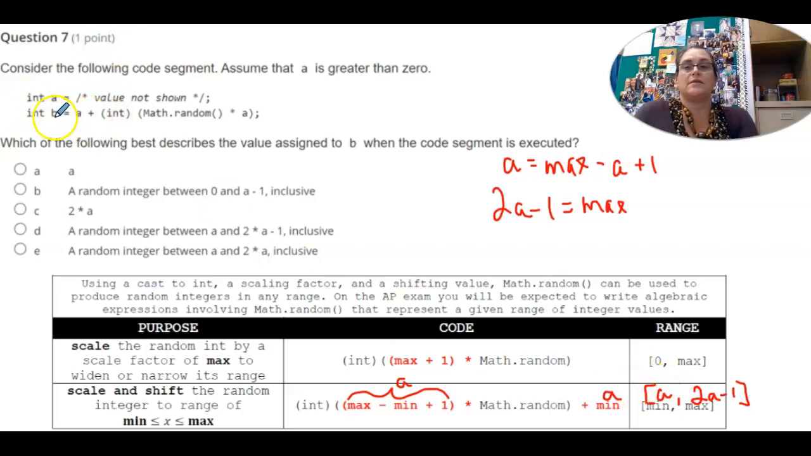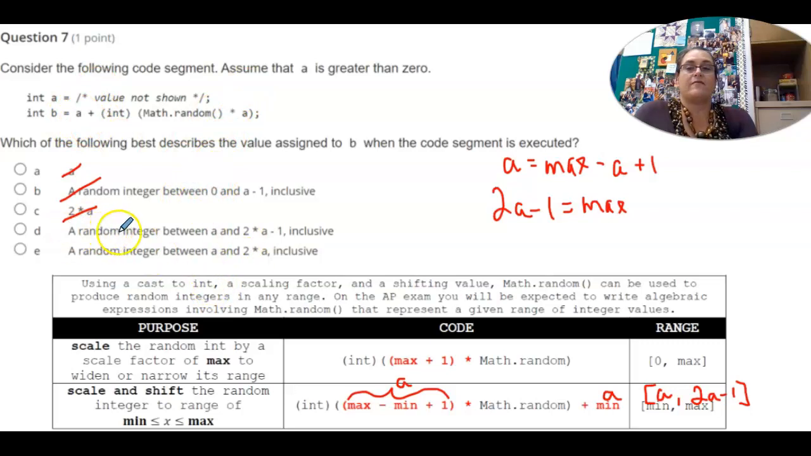So this int B expression is going to have a range of values. It's going to select a random integer from A to 2A minus 1 inclusive. So looking at our choices, right, it definitely can't be A or C. B is a random integer from 0 to A minus 1 inclusive. It's not going to be that one because we added A. The lower bound is not 0.